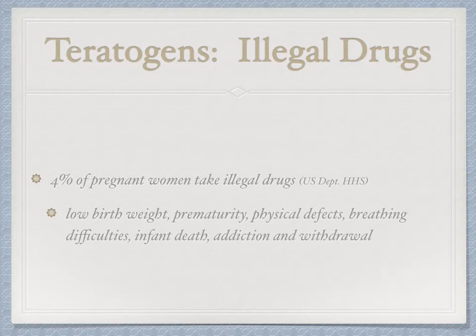We see issues with low birth weight, prematurity, physical defects, breathing difficulties, infant death, addiction, and withdrawal. We will see these to varying degrees depending on the specific drug. And remember, teratogens are dose and timing dependent, and exposure dependent. So how much you get, how often you get it, for how long you get it, all of these things are changing the game for the individual organism. But again, these are individual organism based. So different individuals are going to respond differently based on their genetic makeup.